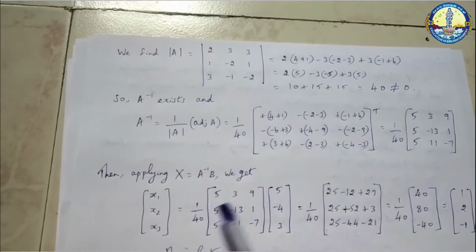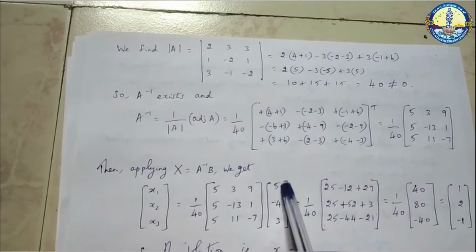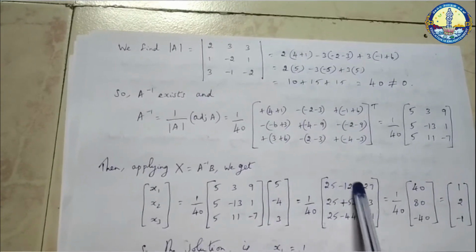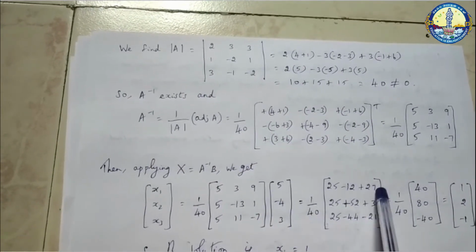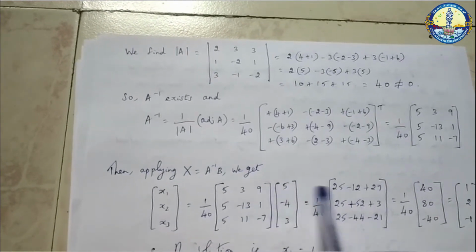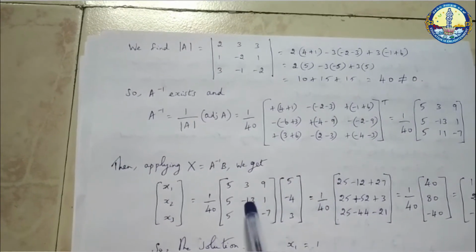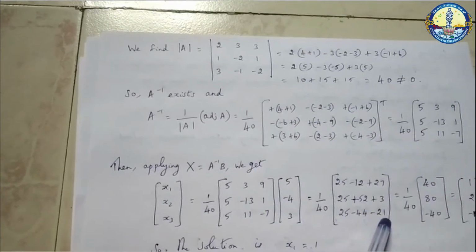So we have to multiply this. Put 1 by 40. So 5 5s are 25. 3 4s are minus 12. 9 3s are 27. 5 5s are 25. 13 4s are 52. 1 3s are 3. 5 5s are 25. 11 4s are 44, minus 44. 7 3s are minus 21.